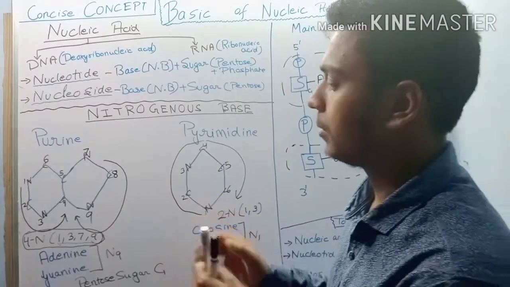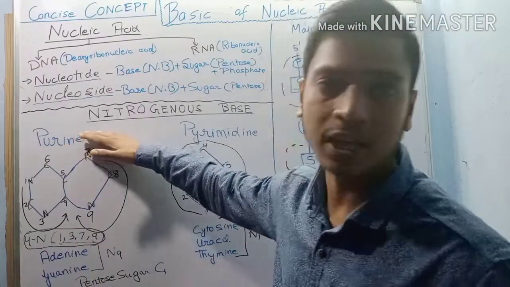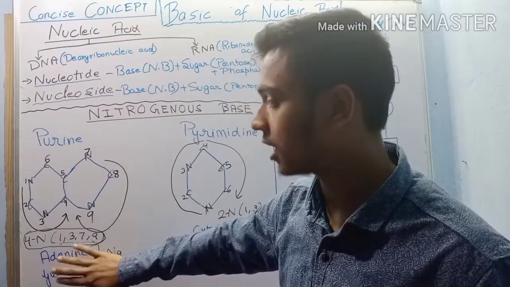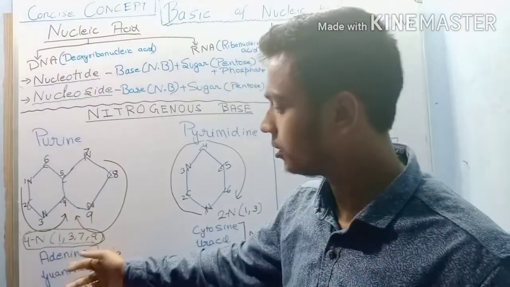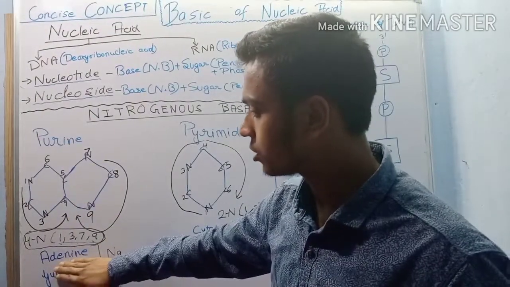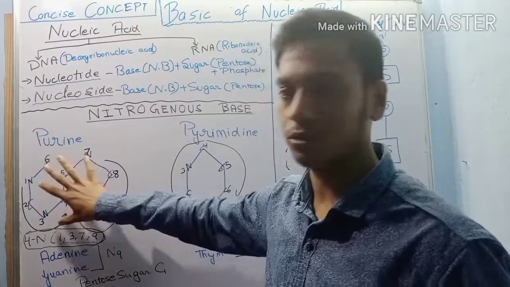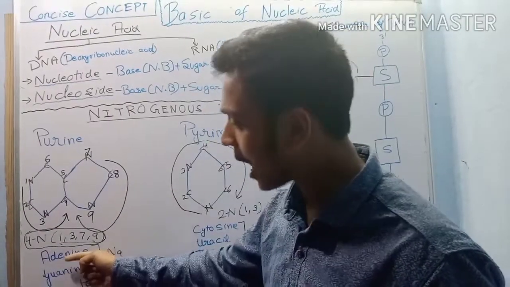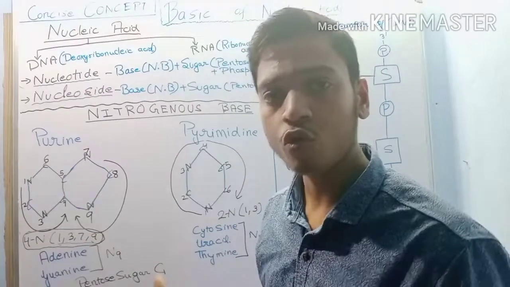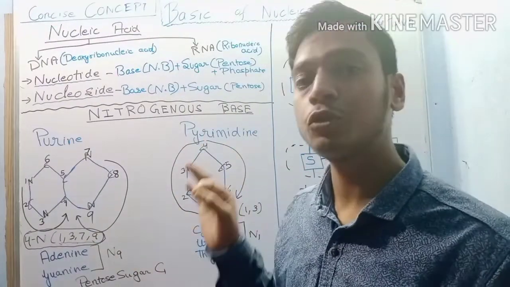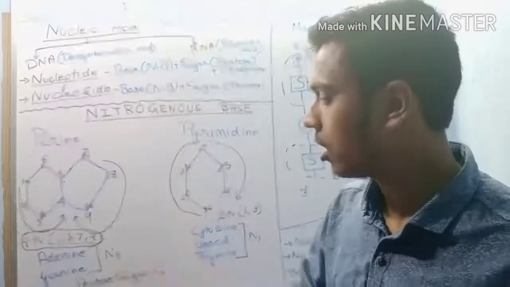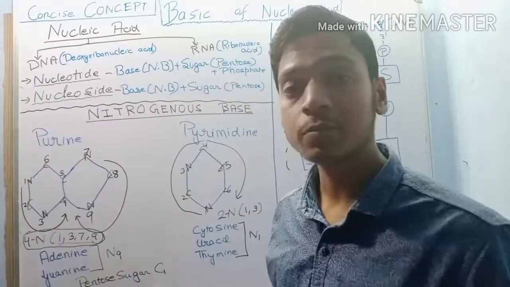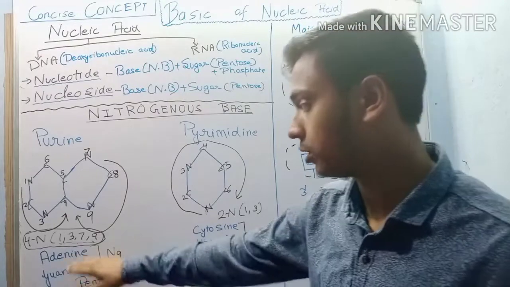So in this very simple way, we'll see that purine, as I have discussed here, both adenine and guanine, both these structures are similar like this. Adenine structure is like this only, and guanine also like this only. Both structures are the same. Both are bicyclic. And in both, 4 nitrogen is present at positions 1, 3, 7, 9. That's it in both forms.